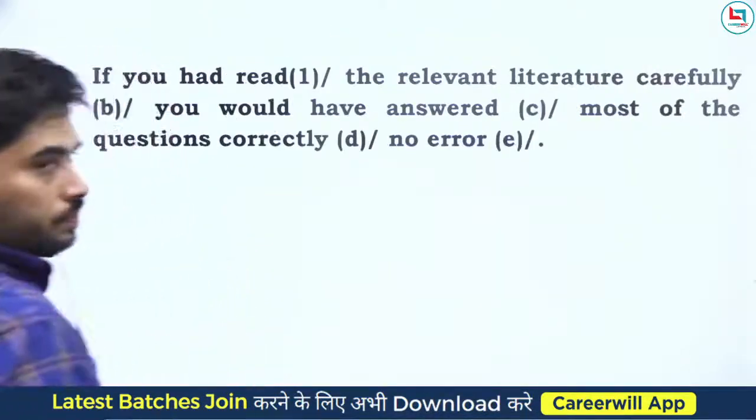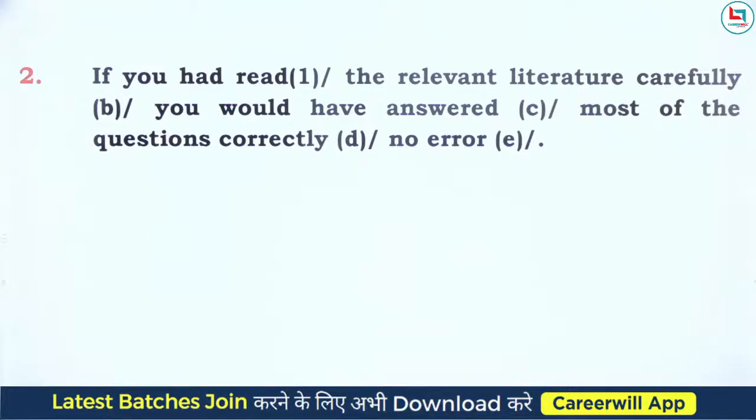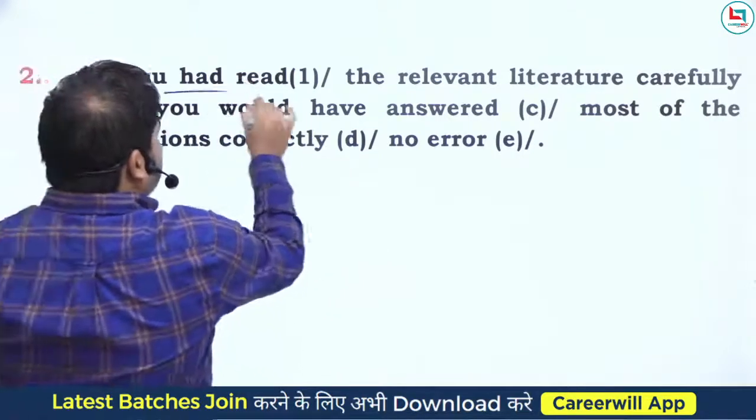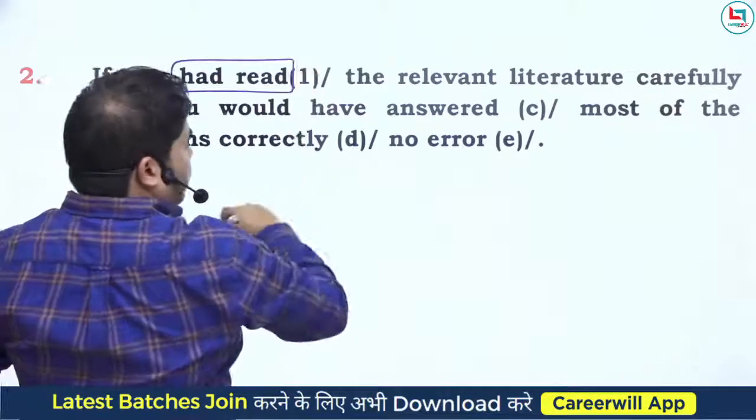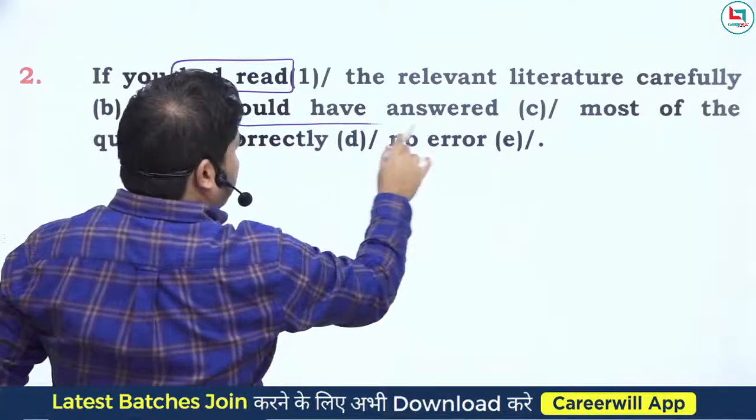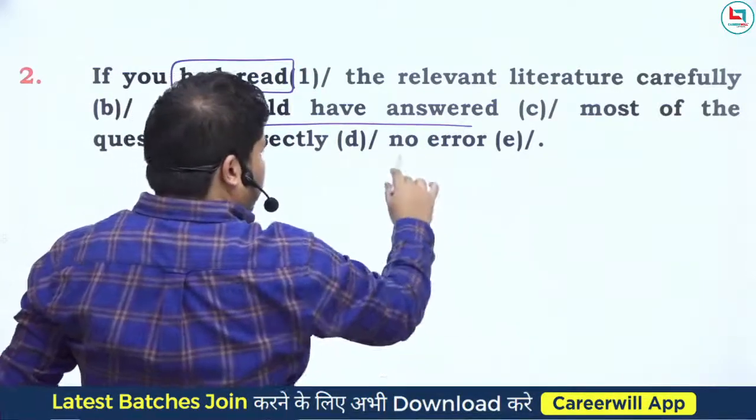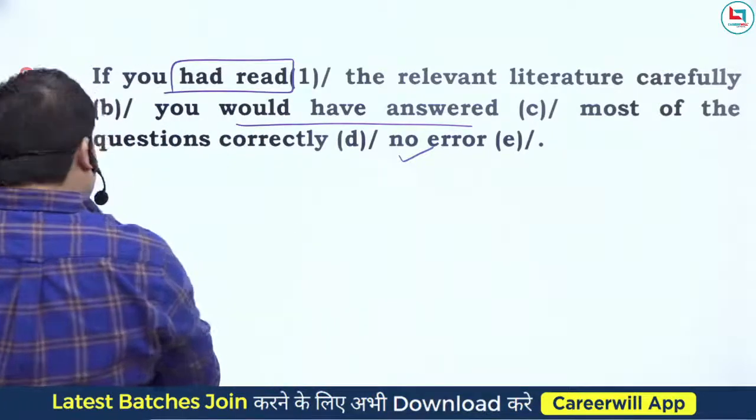Next sentence. If you had read the relevant literature carefully, you would have answered most of the questions correctly. Again, there is no problem at all. This is had read, past perfect, and again would have plus verb ki third form. Both are written in active voice. There is no problem, no error.